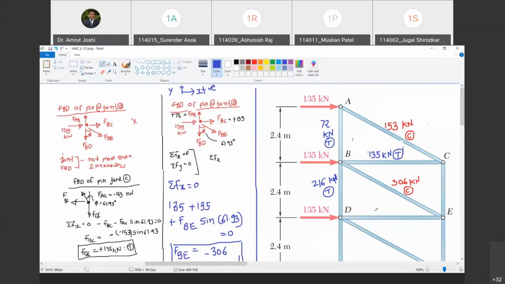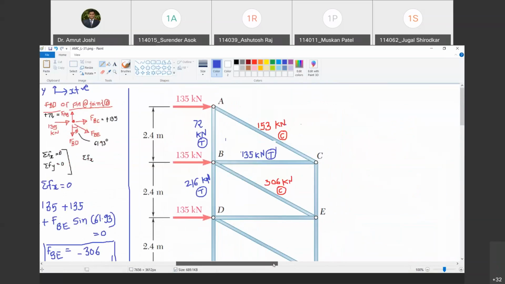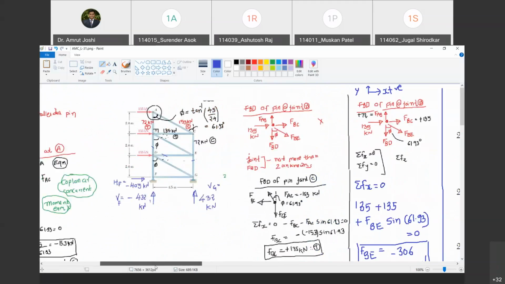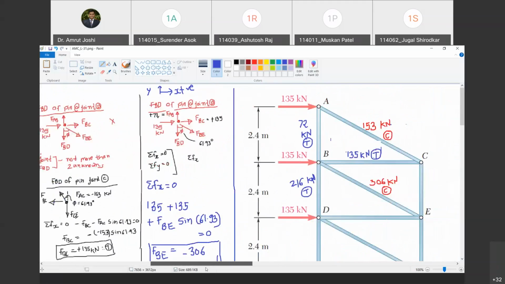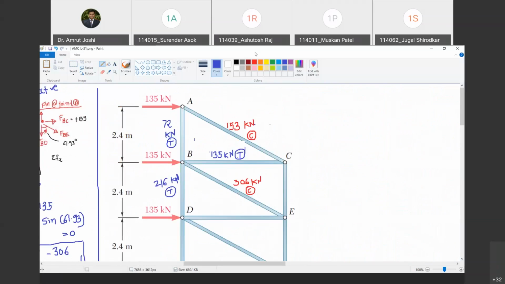Now, which is the joint for which you will draw free body diagram next? What choices do we have? You can go for joint D or you can go for joint C. Do you agree with me? Sir, joint C is done. Have we done joint C? Yes, sir. Okay, so that means this is 72 kilonewton compressive. I'm sorry, so I have to write it 72 kilonewton compressive. Are you with me? Yes, sir.